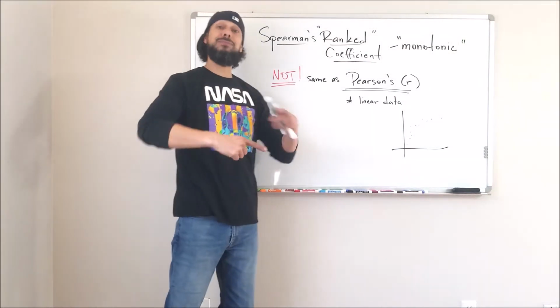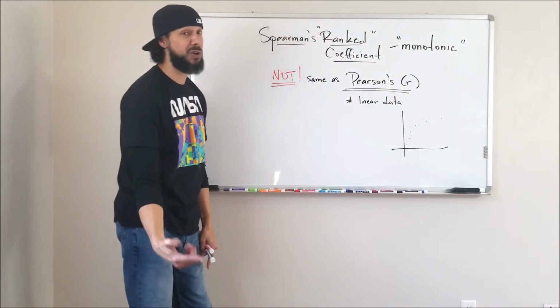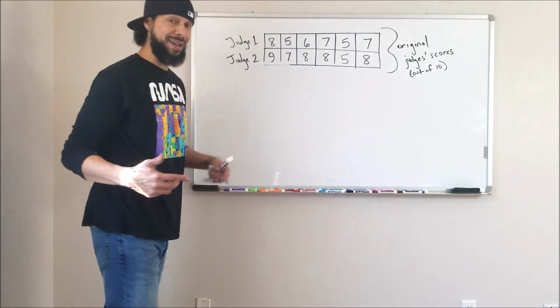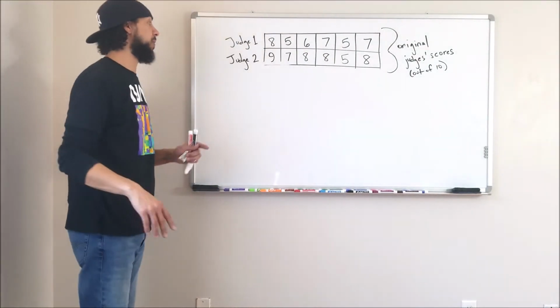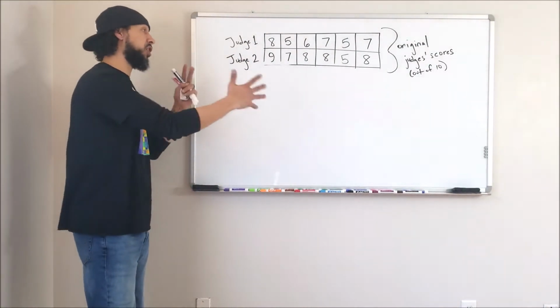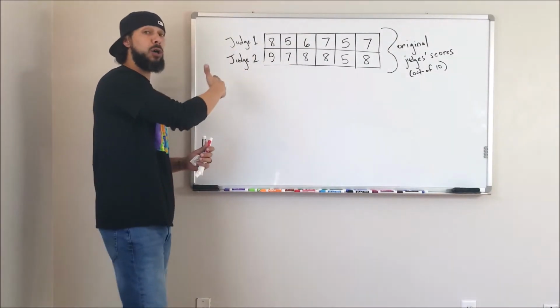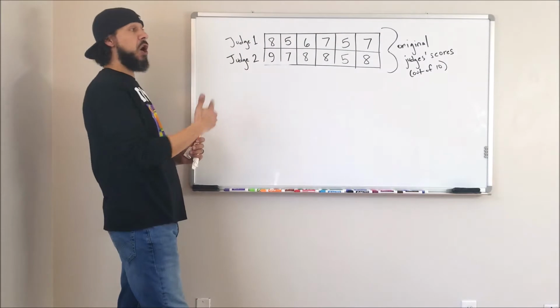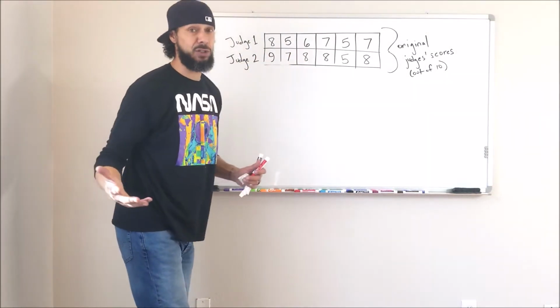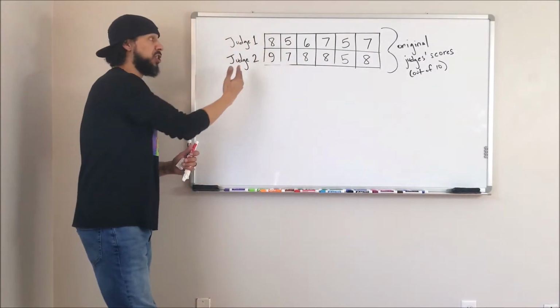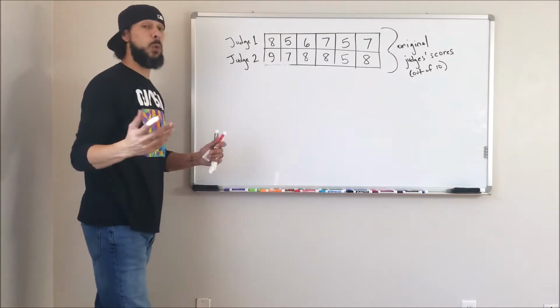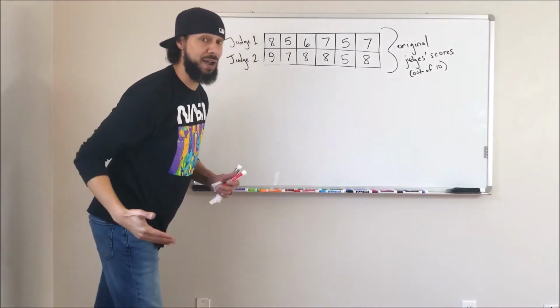As with most math, better by doing. Let's try one. Okay, here's the situation. We have two judges, and these judges are judging a diving contest. What we have are our judges' scores for each of 6 divers. So judge number 1 and judge number 2, these are their 2 scores for each diver's dive.